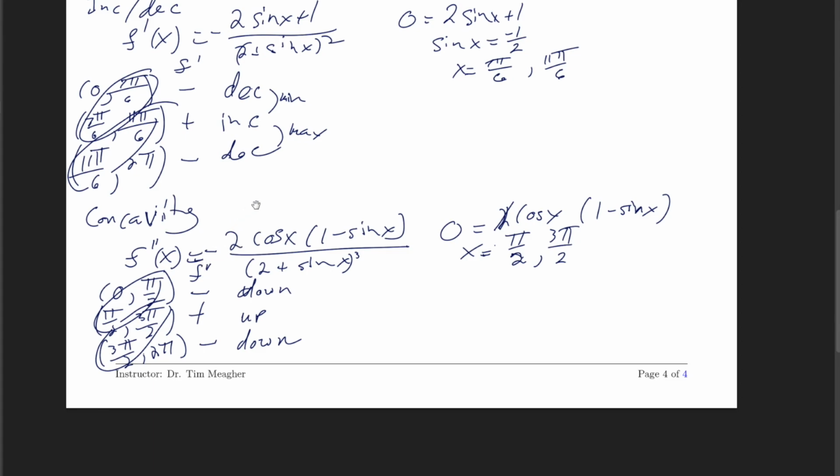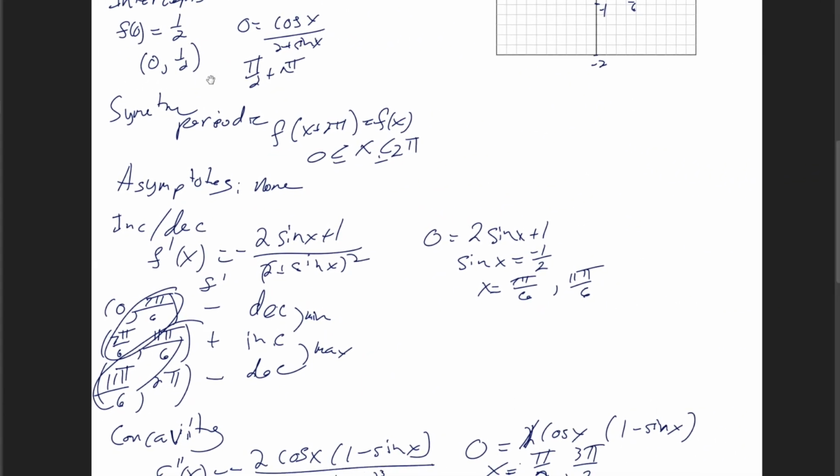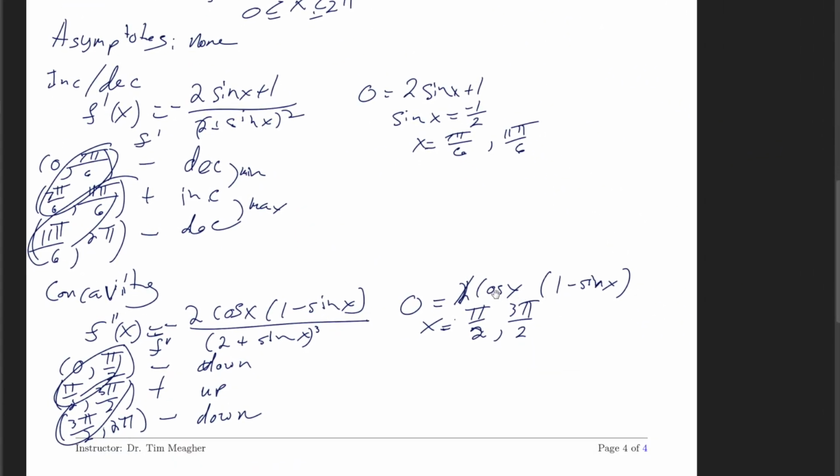Then we check concavity. So we take the second derivative and we calculate that. This takes a second to calculate, so do that. I already pre-calculated it for the video. Here we're going to find out where this is 0. Well, this is 0 where the top part is equal to 0. So we set that up. So where's cosine of x equal to 0? Well, that's at pi over 2 and 3 pi over 2.